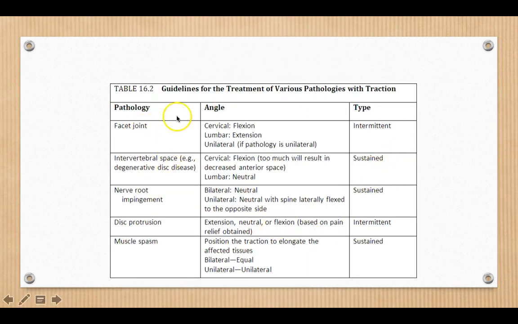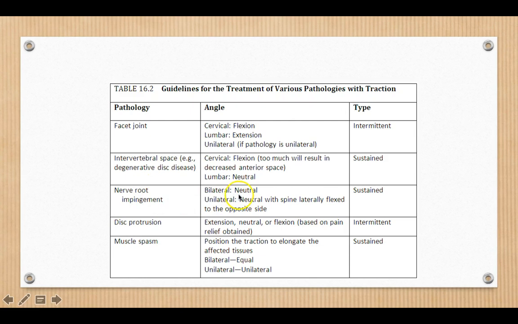Again, just kind of looking at some of the pathologies and the angles that you potentially want. So again, the facet joints, usually a little more flexion, at least about 15 degrees of flexion, and we usually do more intermittent traction. The intervertebral space for degenerative disc disease, so to kind of create more space in there. Again, usually cervical flexion. If we go too much though, we can have some problems. Lumbar is a little more neutral. That's more ideally a sustained situation where we could hold it. So ideally that would be more of a mechanical versus using manual for that.